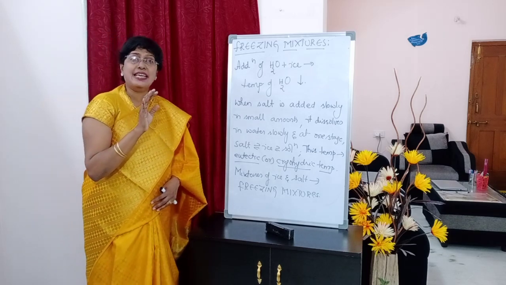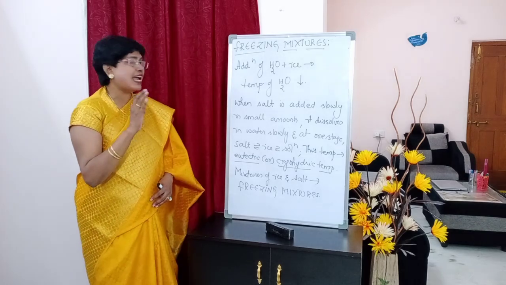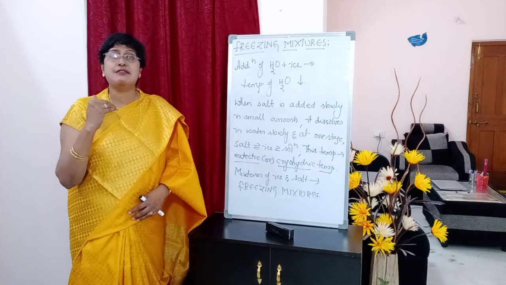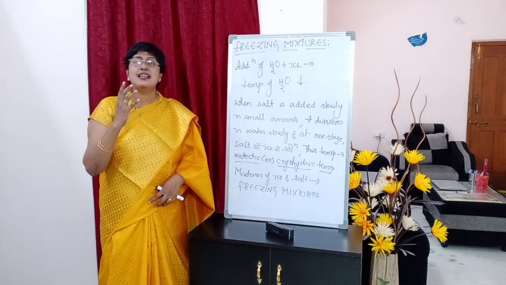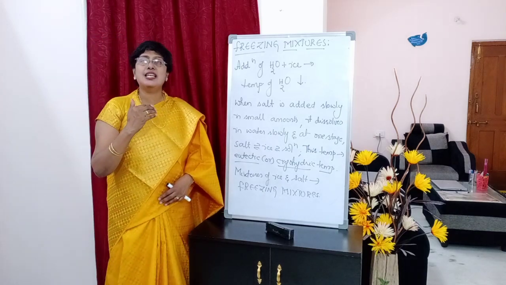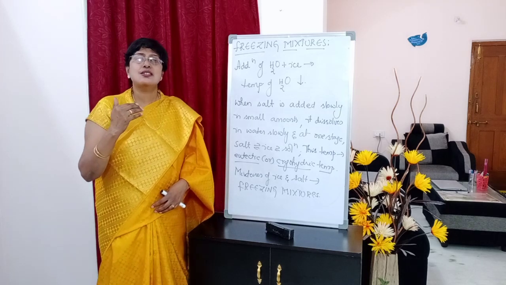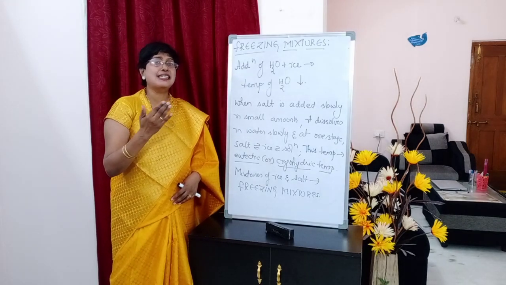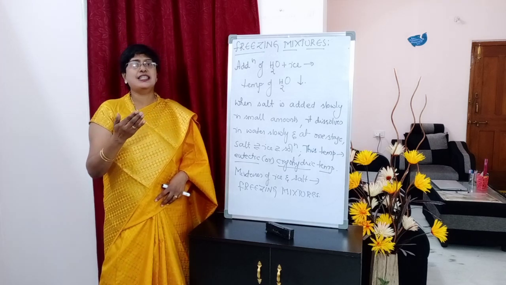Now at one stage or at one temperature, what happens, students? This salt, ice and solution, all these three phases, are in equilibrium with one another at one particular temperature. That temperature at which this ice, salt and solution are in equilibrium with one another, we call it the eutectic or cryohydrate temperature. Different salts in contact with ice will have different temperatures. NaCl in contact with ice, what is the temperature, students? Minus 21 degrees centigrade.